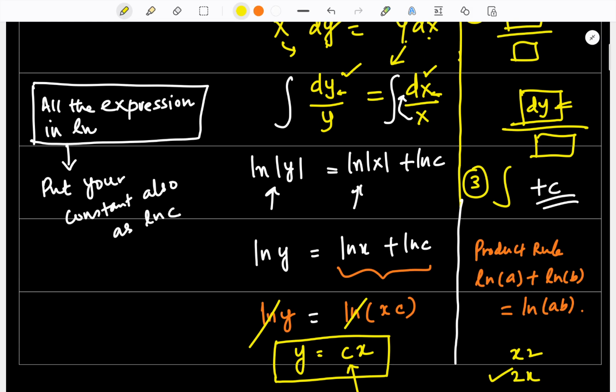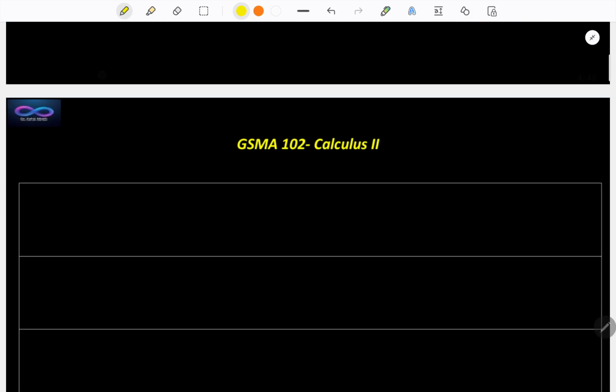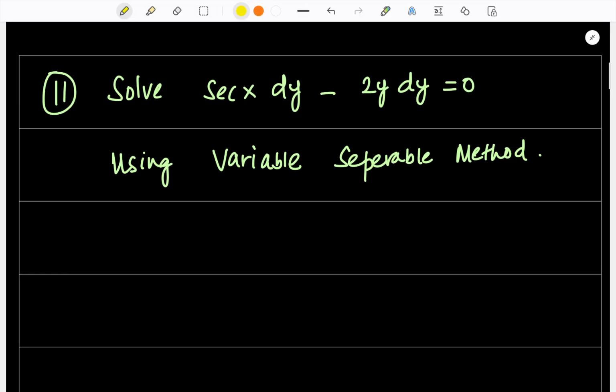So keep in your mind, while you are moving the variables, x with dx, y with dy, and at the same time dx and dy should be in the numerator. Keep all these points in your mind. Okay, let's go to the next question.